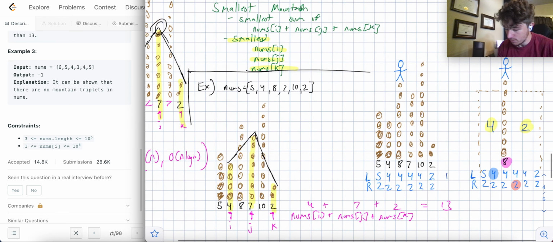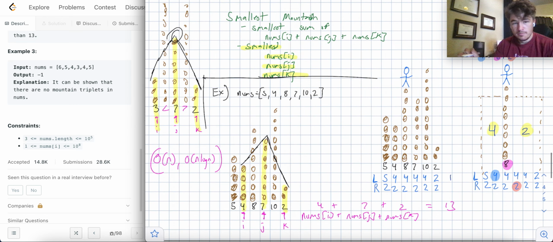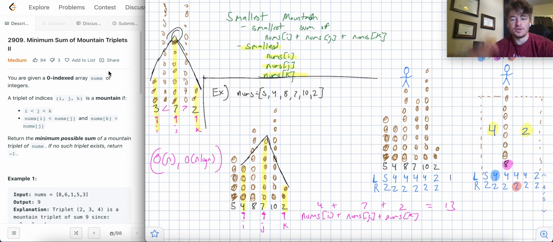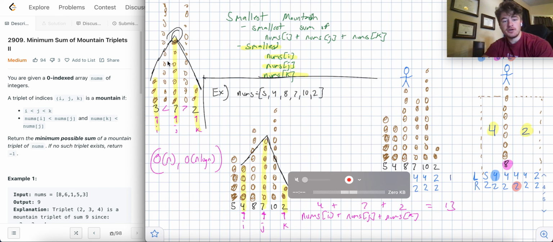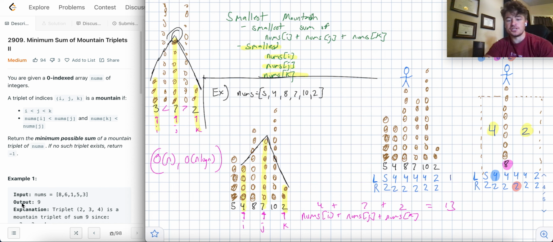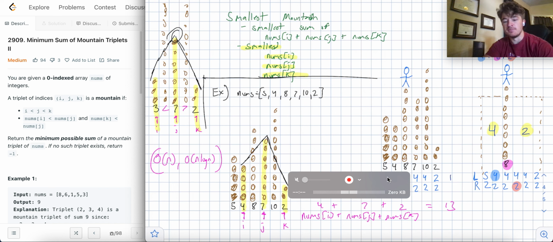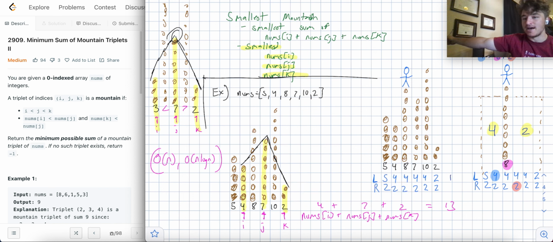So basically, in summary, we want to find the smallest mountain. The mountain can look like anything. I just have something to my left, something to my right, and this peak, right? If I want the smallest sum, that just means I want the smallest of everything: the smallest nums of i, the smallest nums of j, and the smallest nums of k. So what I should do is just keep track of what the smallest nums of i are to my left and the smallest nums of k are to my right. And then at each peak, get the smallest nums of i to my left and the smallest nums of k to my right, sum that, and just return the minimum one.